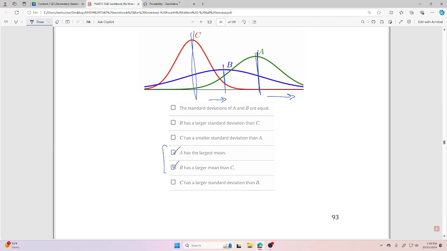Think of it like a number line. If I had a number line here, let's do 0, 1, 2, 3, and then 4 is way over here. The mean is in the middle, right? So A's mean is at 3. Is that the largest out of all these different numbers? Yes. Make sense?